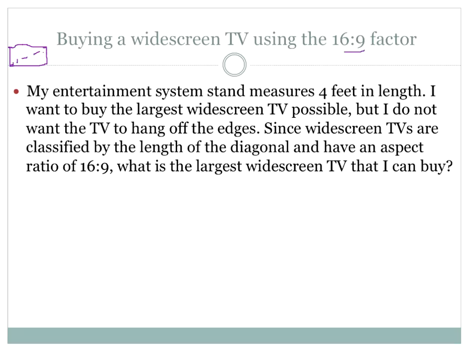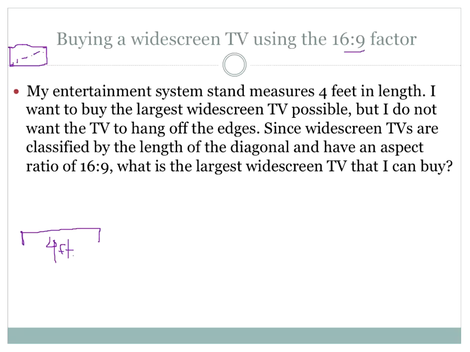I have an entertainment system stand, though, that measures 4 feet in length. Okay, so you can kind of visualize, here's my entertainment system, and it is 4 feet. And I want to buy the largest widescreen TV possible. Remember that a widescreen TV is measured in the diagonal, but I don't want this TV to hang off the edges. Who would want the TV to be off of their entertainment system?